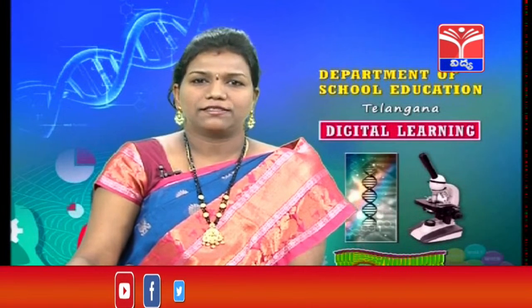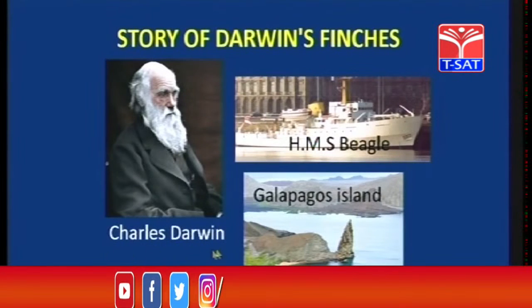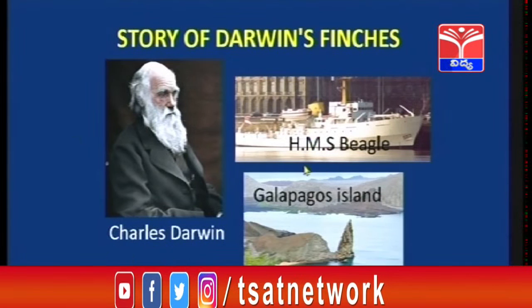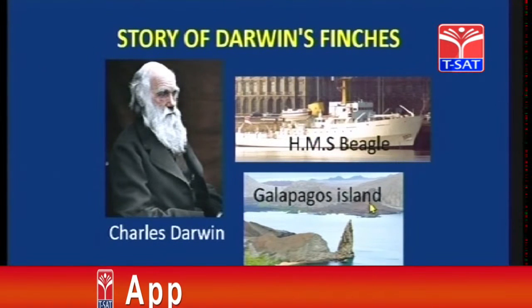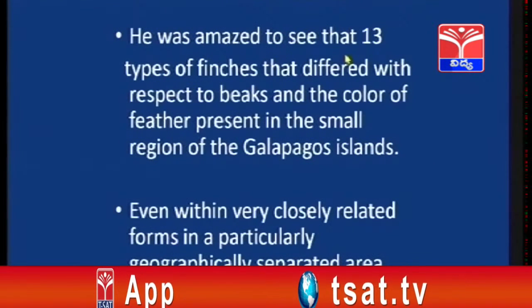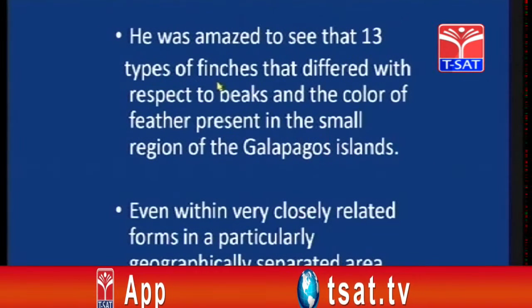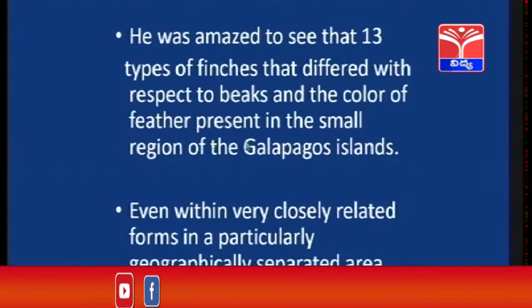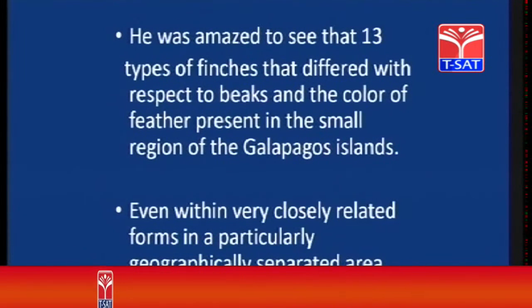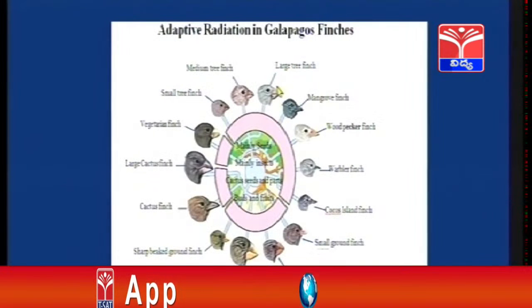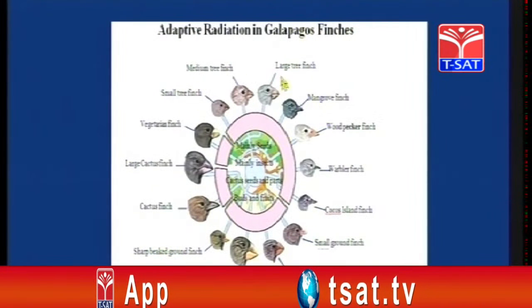Story of Darwin's finches. You know children, he is Charles Darwin. In his ship HMS Beagle, he went to the Galapagos islands. He was amazed to see that 13 types of finches differed with respect to beaks and the color of the feathers, present in the small regions of the Galapagos islands, even within very closely related forms in a geographically separated area. You can see children, these are the types of the finches.